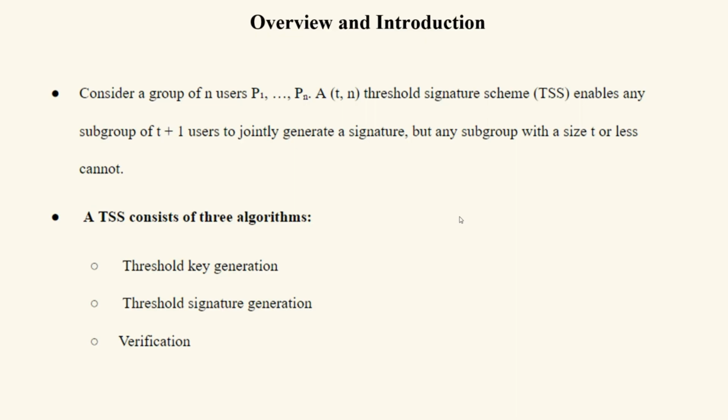So let me just give you an overview and introduction to our project. Let's consider a group of n users P1, P2 up to Pn. A threshold signature scheme (TSS) enables any subgroup of t+1 users to jointly generate a signature, but any subgroup with size t or less cannot. A TSS consists of three algorithms: threshold key generation, threshold signature generation, and verification.